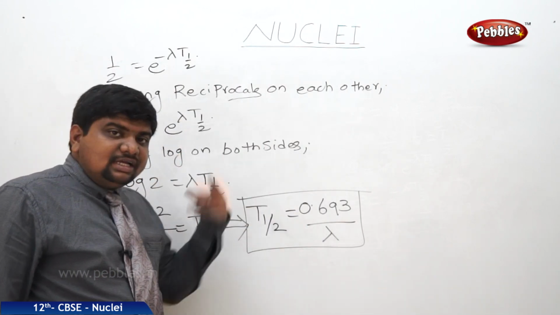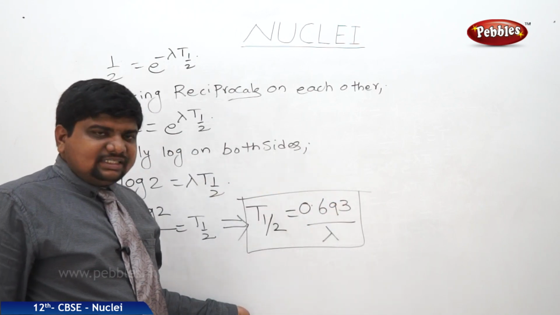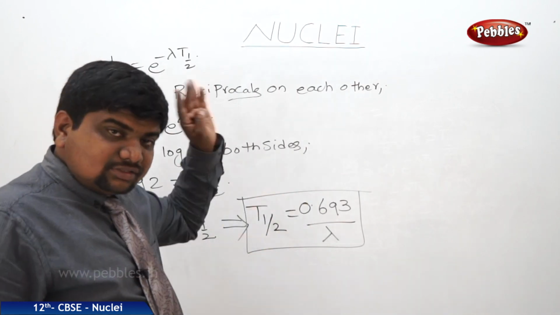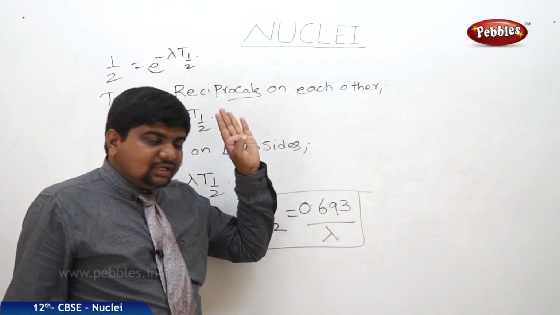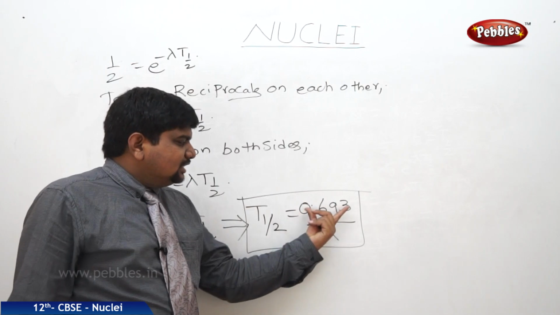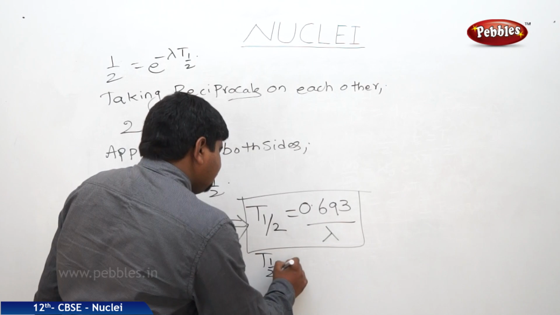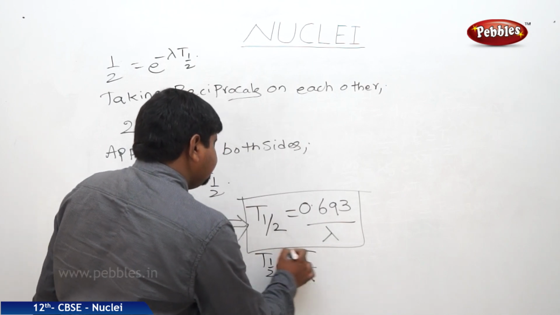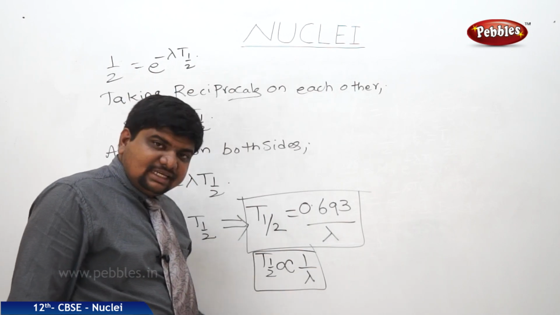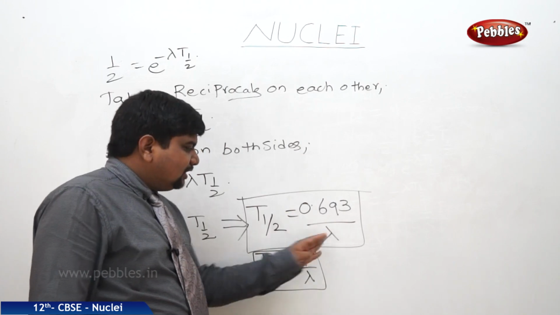What is this lambda? Whenever a nuclide is decaying itself, it is losing energy. The loss of energy is released in the form of wavelength, nothing but the color. We can understand this concept with the energy level diagrams in the atoms lesson. So it is 0.693 by lambda. That means half-life is inversely proportional to lambda. If lambda is more, half-life is less. If lambda is less, half-life is more. This is the relationship between half-life and lambda.